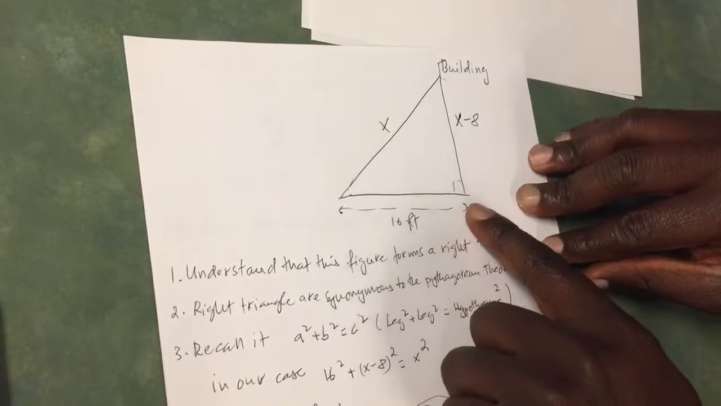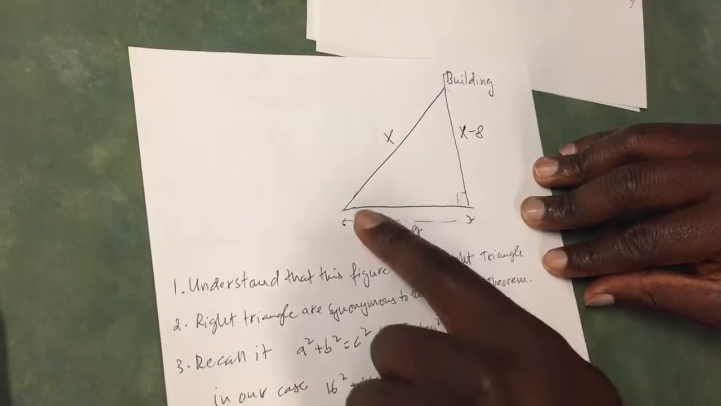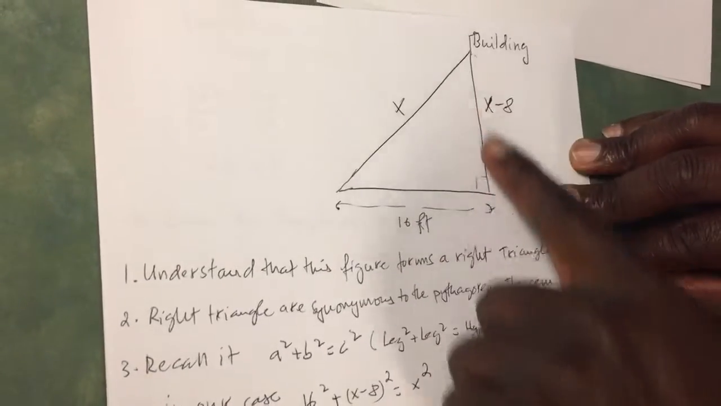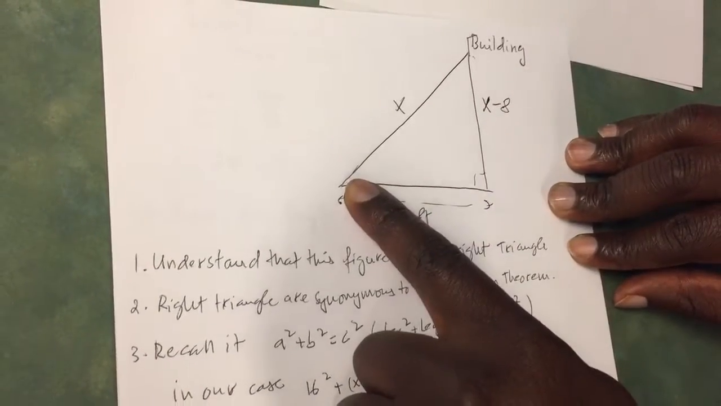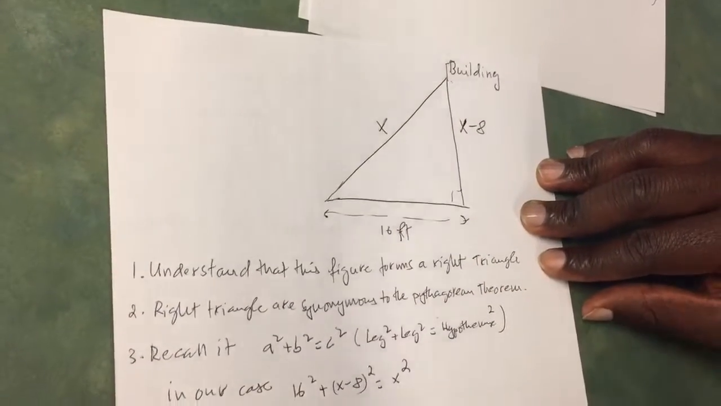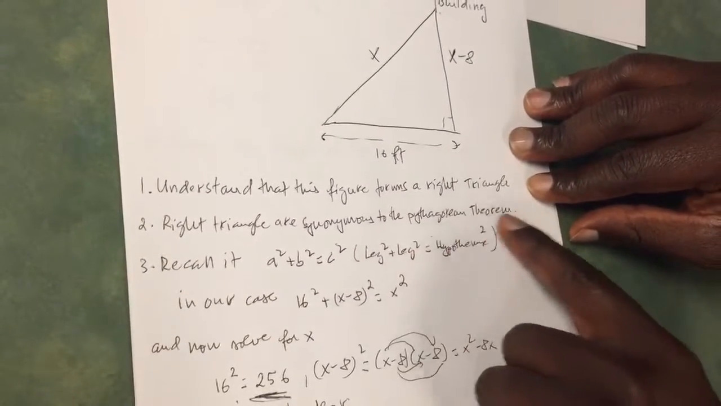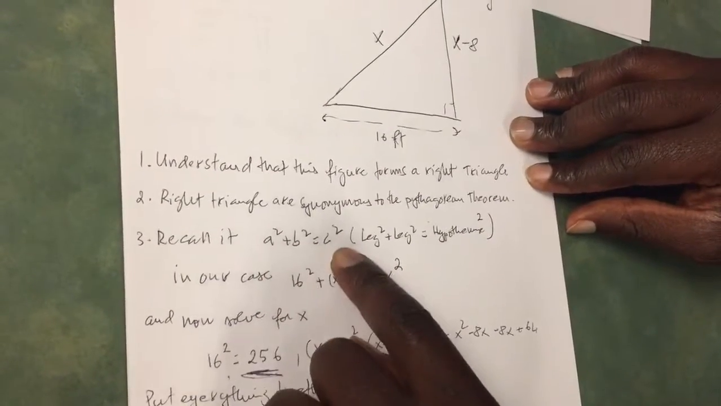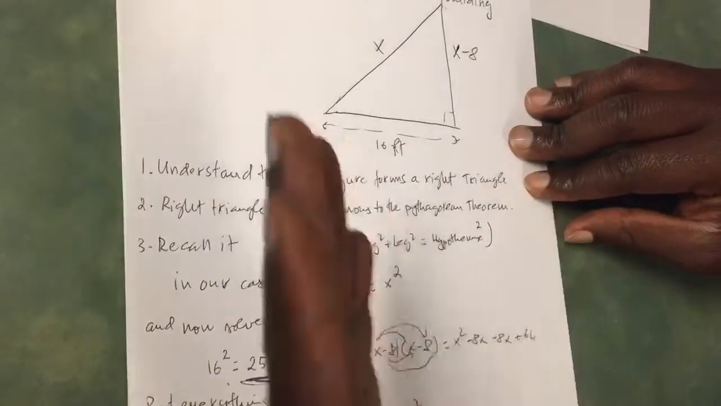And now we know that the distance from the bottom of the ladder to the bottom of the building is 16 feet, which I put here. Now, what that does is it shows you that this is a right triangle, and that you need to know the identities of a right triangle. So the first thing that comes to mind is the Pythagorean theorem, right? It reads like this: a squared plus b squared equals c squared. And what is a squared, what is b squared, what is c squared?